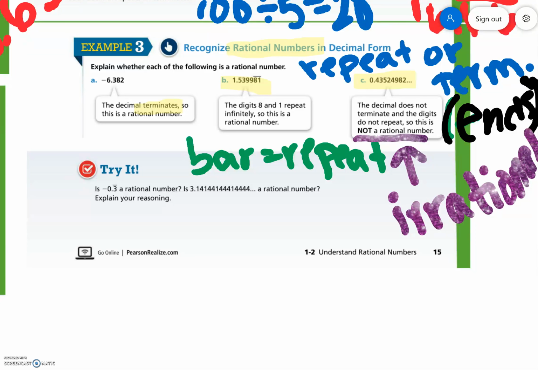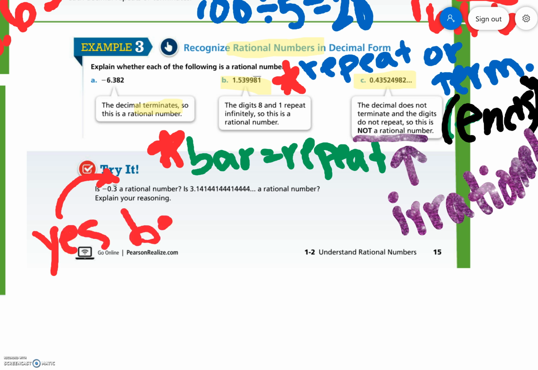Great. Is negative 0.3 repeating a rational number? Let's do that one first. Now remember, I said that the bar means that it repeats. Also remember, I said if it repeats, it is rational. So yes, it is rational because it repeats.